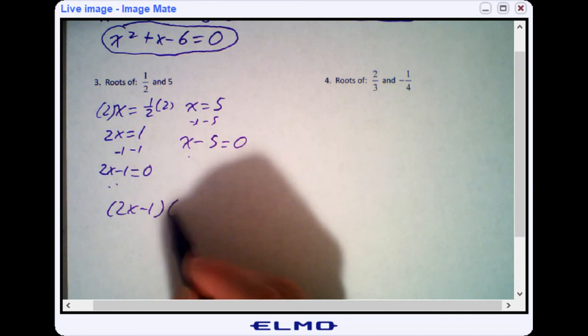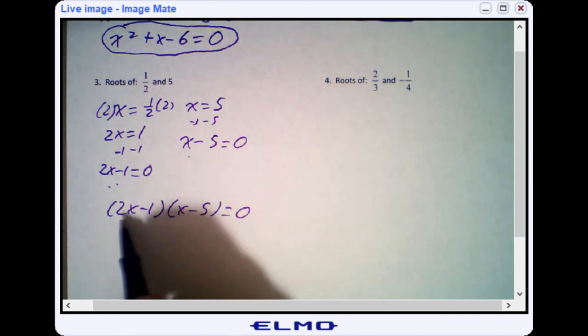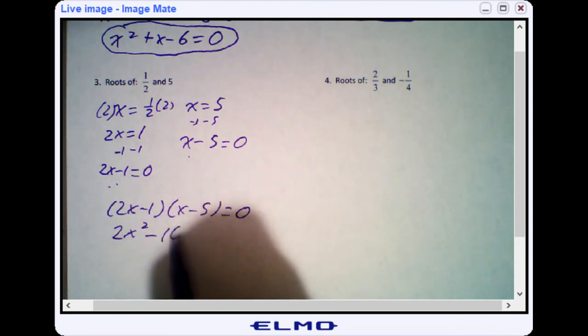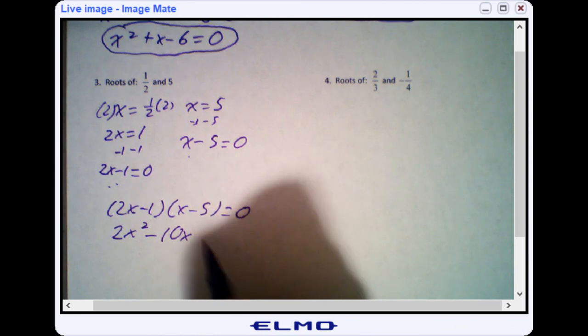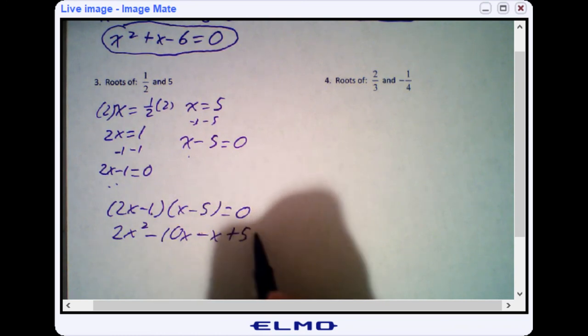So they each get their own parentheses. And then we're going to multiply out. So 2x times x is 2x squared. 2x times negative 5 is negative 10x. Negative 1 times x is negative x. And negative 1 times negative 5 is positive 5. And come back.